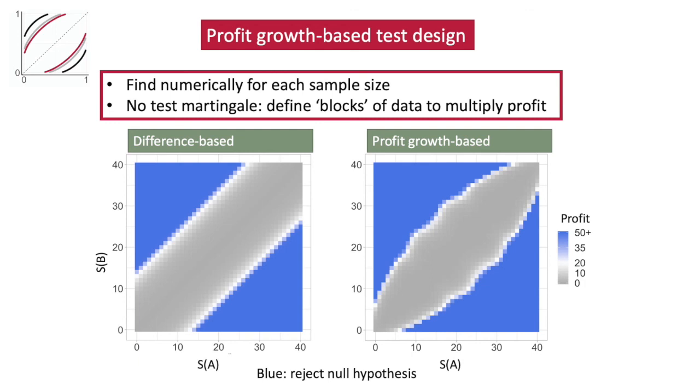However, this safe test might be preferable to the difference-based safe test in some situations, as you can see illustrated here in the figure. We can see on the x-axis the number of successes in group A, and on the y-axis the number of successes in group B. And we see that towards the edges, so with the more extreme observations, the profit growth based E variable offers a bit more power.